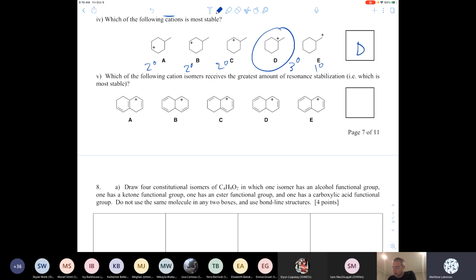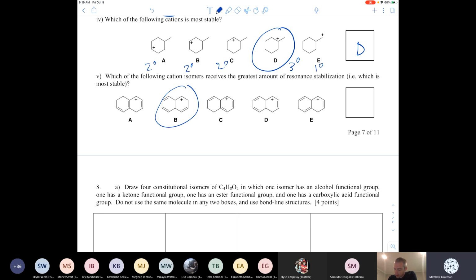Question 5. Which of the following cation isomers receives the greatest amount of resonance stabilization? Which is most stable? What this basically means is which one of these has the most resonance structures? If you start drawing resonance structures, which one can you draw the most of? Well, it's not B, because for B you can't draw any resonance structures, because that charge is isolated, we would say.